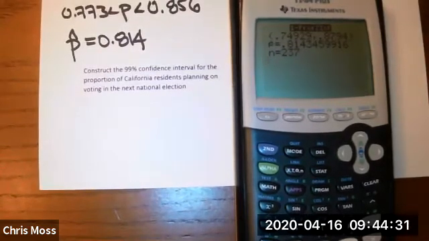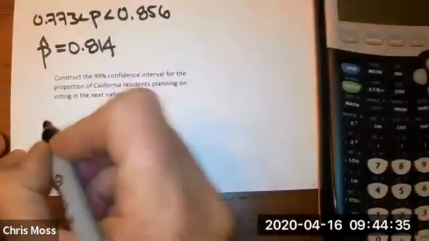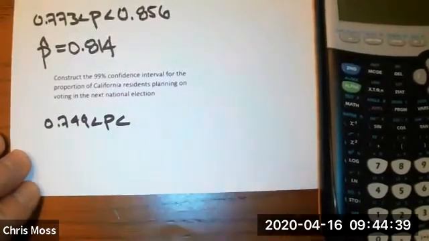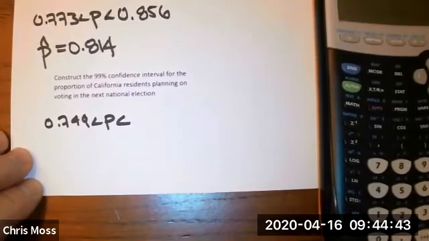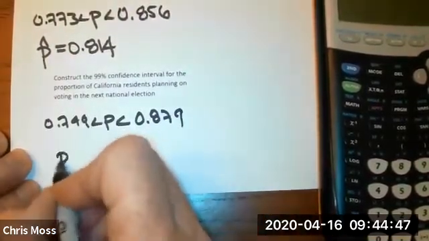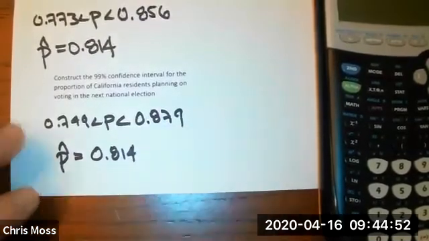But my confidence interval looks a little bit different now. In fact, it's wider: 0.749 less than p less than 0.879. And again, I'll note that we have the same point estimate.